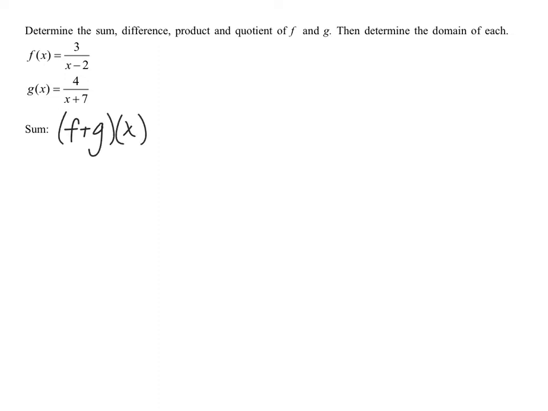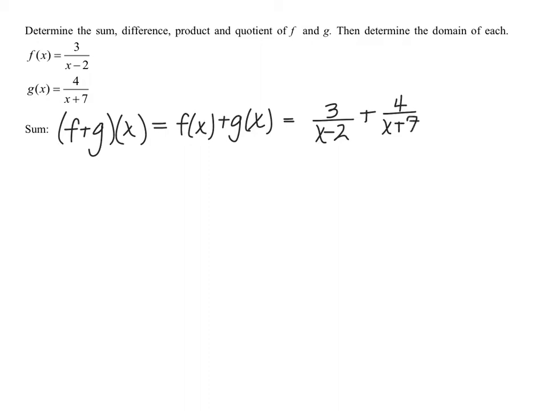So this is read "f plus g of x," but this is communicating mathematically that we want to basically take function f and add it to function g. So these are two different ways of communicating the same thing mathematically. We want to add these two functions together. So function f is a rational function, 3 divided by x minus 2. And we'll add it to function g, which is also a rational function, 4 divided by x plus 7.